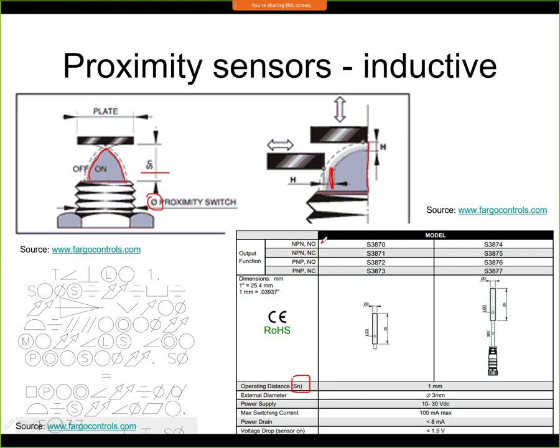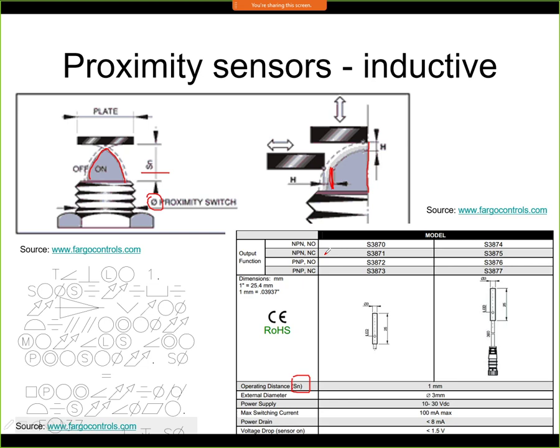So if it's normally open, it means that you have no signal on the output when the sensor does not detect the object, and when you approach the object into the detection distance, it will close the output switch and it will give you some signal. On the other hand, if it's NC, normally closed, it means that you have a closed switch at the output at all times unless the object is detected. So the switch at the output is on, and when you approach the object, then it gets off.